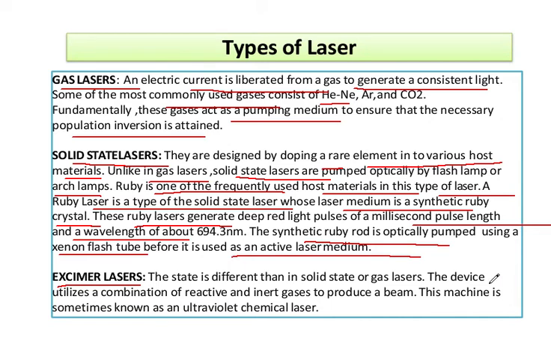What is an excimer laser? The state is different than in solid or gas lasers. This is a device which is a combination of reactive and inert gas to produce a beam. The most important thing is that this machine is sometimes known as an ultraviolet chemical laser.